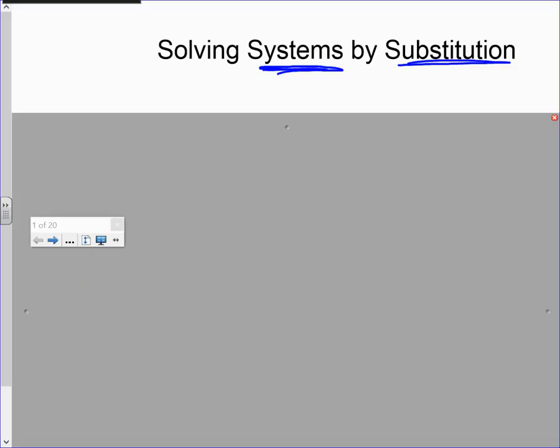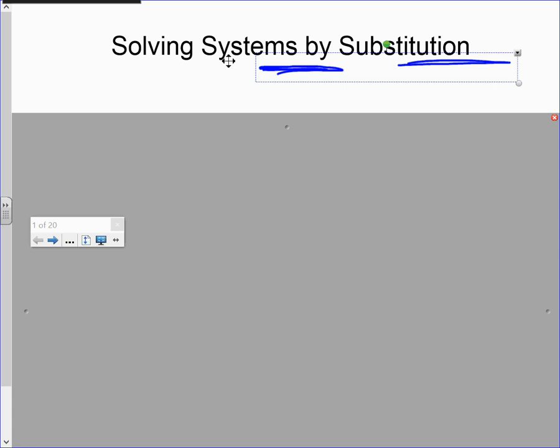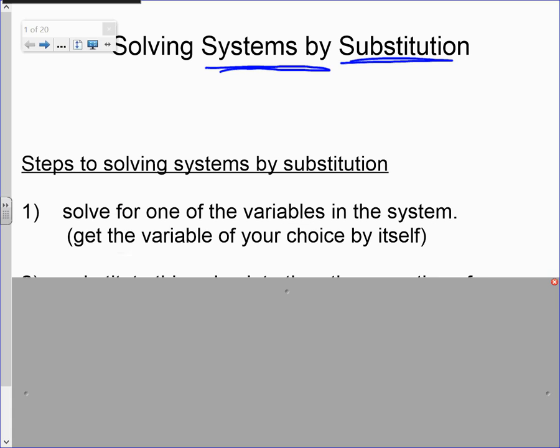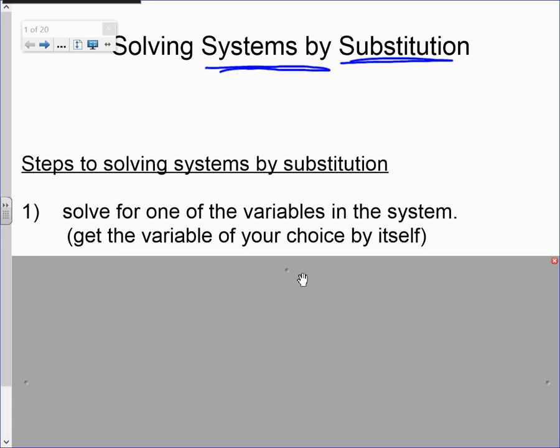Step 1. Here's a second weapon that Mr. Munguia has given you to solve systems. Step 1 is going to write this. Going to write steps to solving, and going to write step 1.